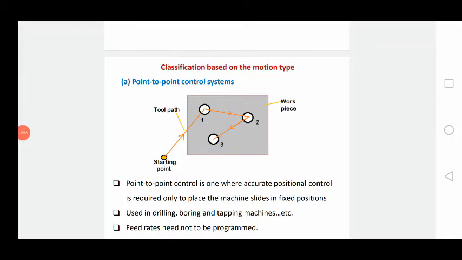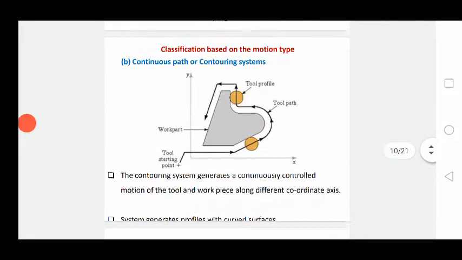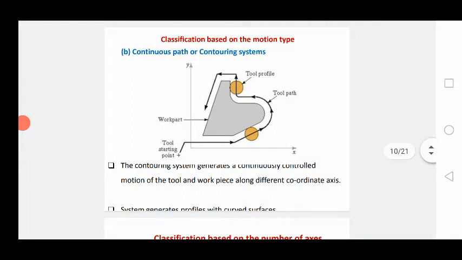So that is the point to point control system. Next comes the continuous path or contouring systems. This is used in milling operations and the like, where the path in which it travels matters to us. The contouring system generates continuously controlled motion of the tool and workpiece along different coordinate axes. So here the path in which it travels is also taken care of, which is very important in continuous path control systems.